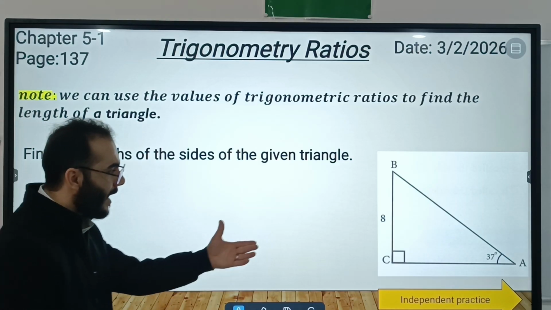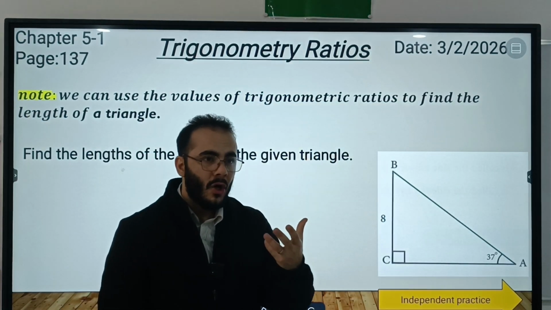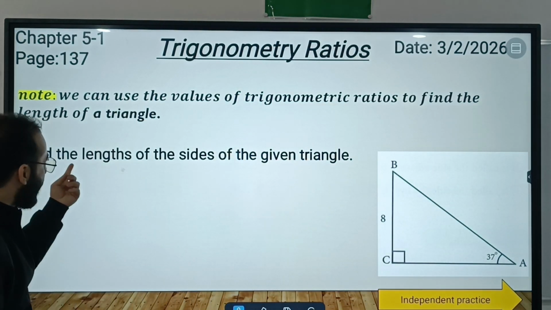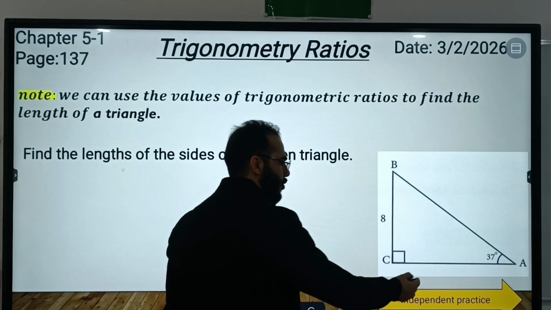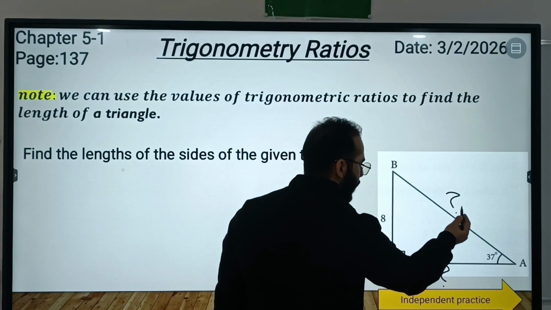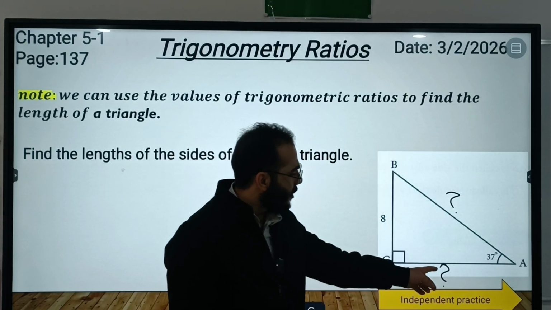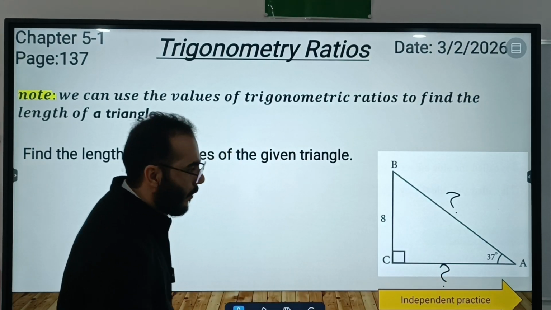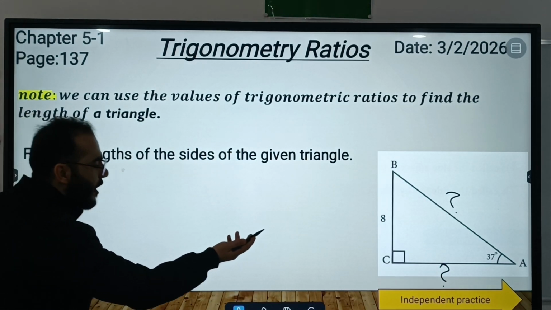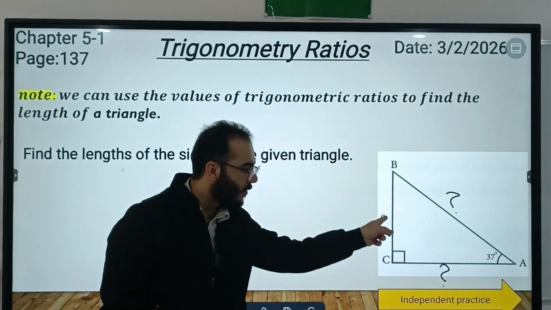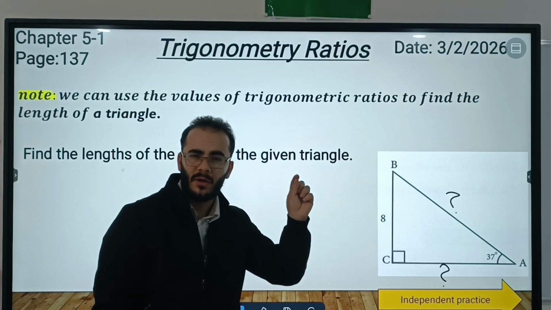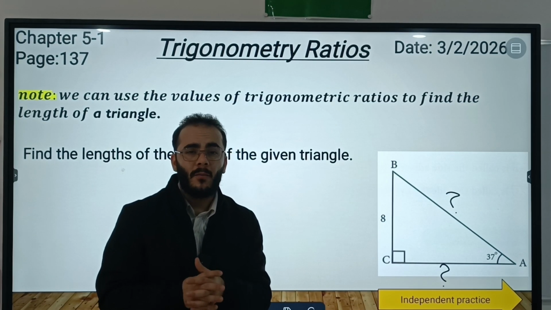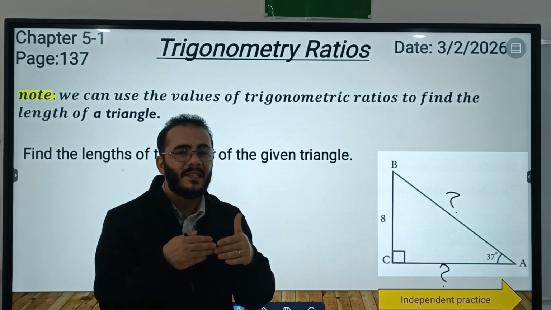For example, here, angle A is given and the opposite side. When the opposite side is given, it asks to find the length of the sides of the given triangle. So we need to find here and here. If you want to find the adjacent, we need to use tan. When the legs are given, we need to use tan. Remember this sentence because I'm going to use these notes a lot. If the legs are given, I'm going to use the ratio of tan to get the unknown.